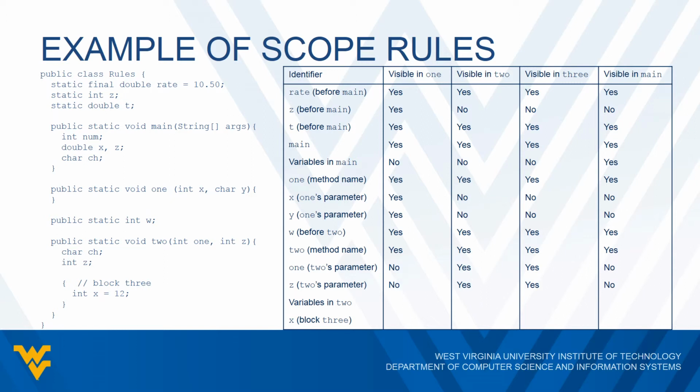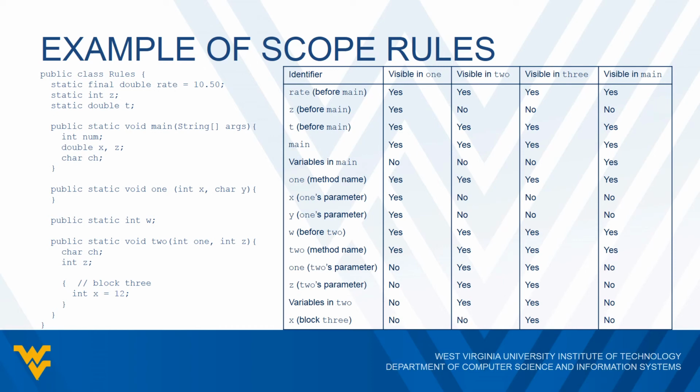And the same thing is true for Z. It's a parameter for 2, which means we can think of it as a local variable. So we can see it in 2, we can see it in block 3, but we cannot see it in methods 1 or main. The variables in 2, well, they are local variables. So just like the parameters 1 and Z, they can only be visible in 2 and in block 3, but nowhere else.